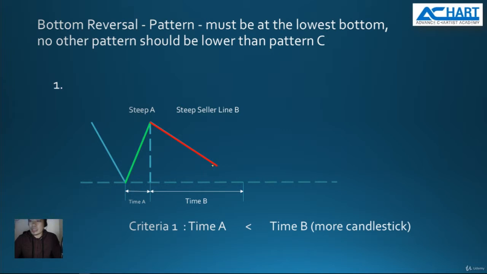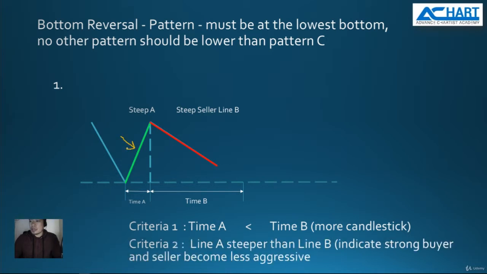This results in line A being steeper than line B. These are steeper than line B. So we can say that the buyer is aggressive, but the seller becomes less aggressive.